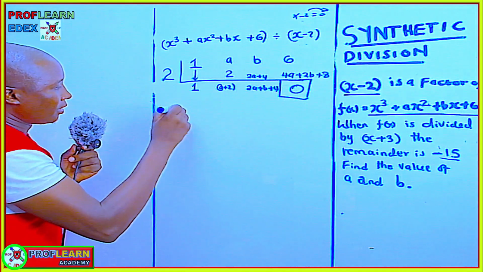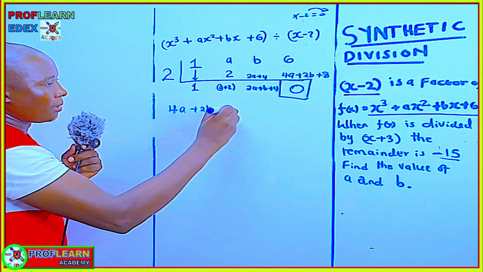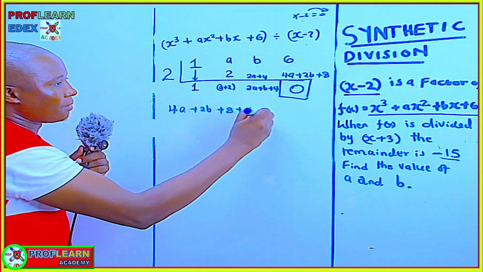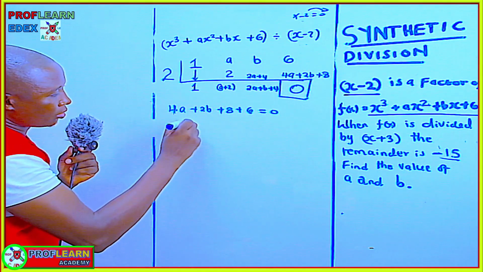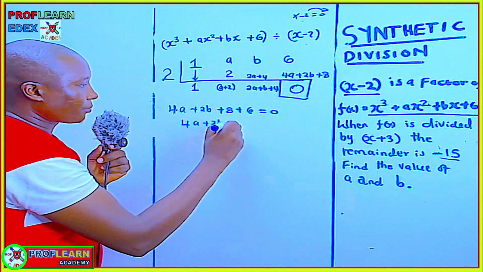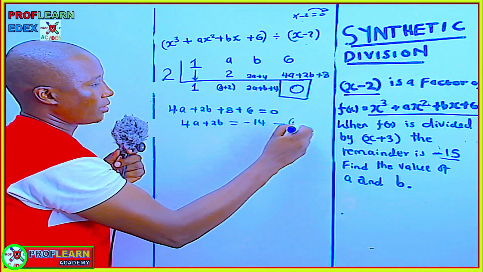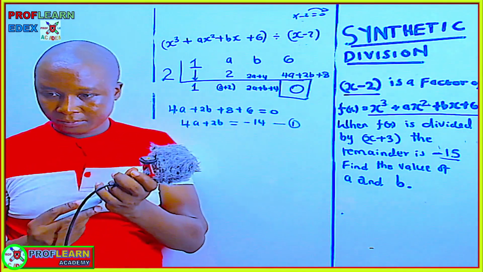So we can say this is 4a plus 2b plus 8 plus 6. Our answer must be 0. So that is 4a plus 2b is equals to negative 14. And that is our equation number 1.